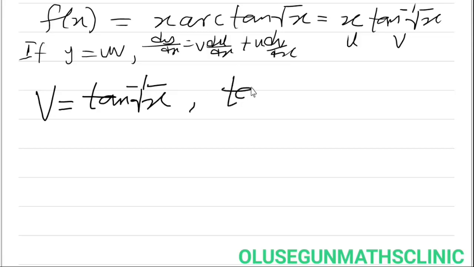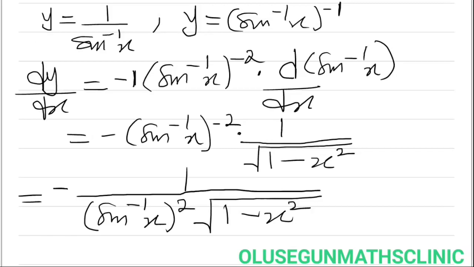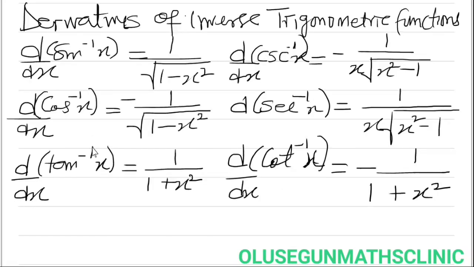You can rewrite this as root x, which is x raised to power half. So if you are to differentiate something relating to this, maybe we want to have v prime. The first thing you do is go back to the arctan, which is 1 over 1 plus x squared.